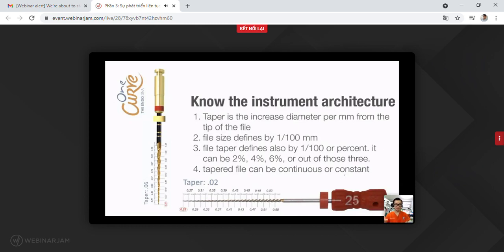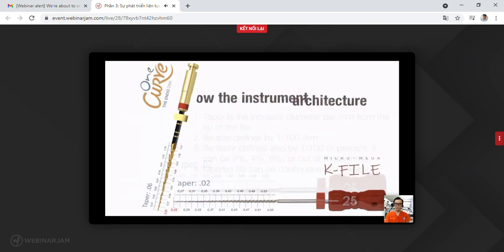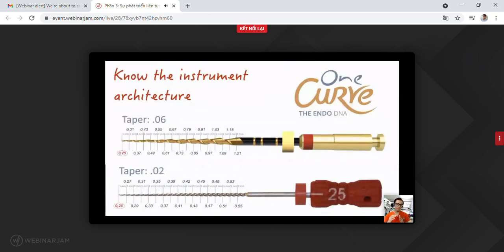And the number 25 itself refers to 25 per 100 millimeters. This is the diameter of the file at D0, the very tip of the file. The taper can be 2%, 4%, 6%, or, other than these three, like any other files which have progressive taper. So the taper can be continuous or constant. As you can see here, we have a similar tip diameter of 25. One Curve 25/06 means One Curve with 6% taper, and we have K file number 25, which means a K file with 2% taper. Number 25 means that the very tip of the file has a 0.25 millimeter diameter.